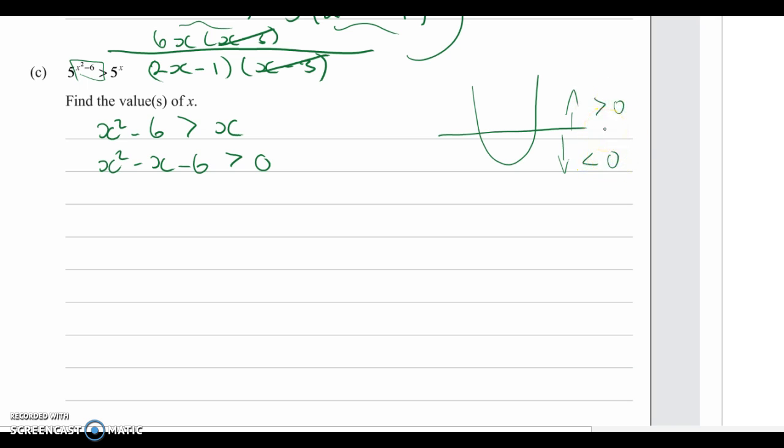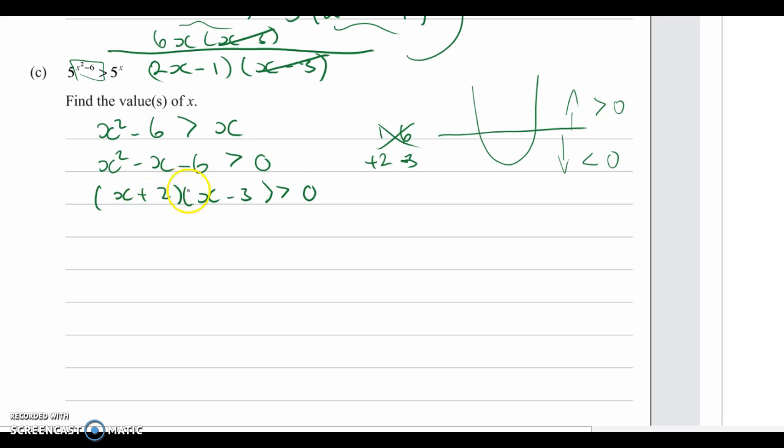Okay, so let us just see if I can factorize this. So what are my factors of 6? Factor pairs of 6 that can add or subtract to give me negative 1. So it's minus 3 and plus 2. Those are too big. So it's going to be, in my brackets, (x plus 2)(x minus 3) is greater than 0.